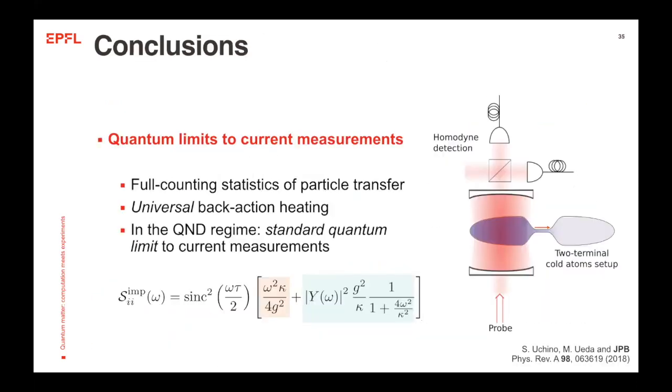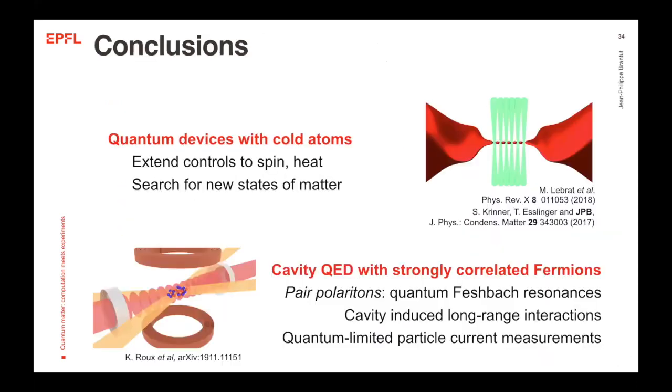With that, I just want to summarize. I showed you one particular experiment in which we do mesoscopic transport. There's much more which we can do, in particular controlling spin transport. This is what's going on right now with my former colleagues at ETH Zurich. And we can really search for new states of matter using this kind of complicated arrangement. And there are many perspectives for this cavity QED experiment with coupling to fermions.